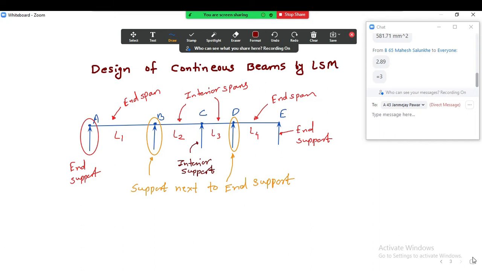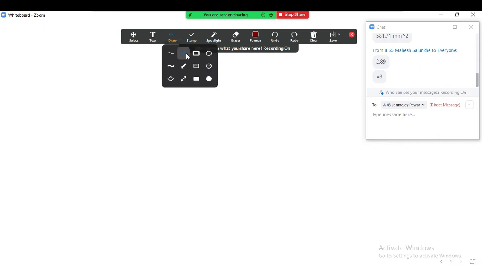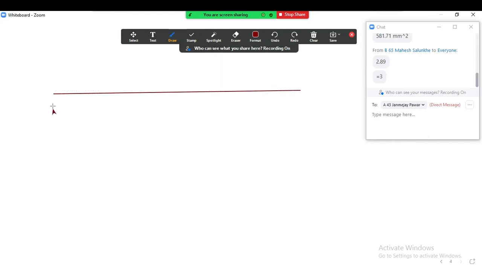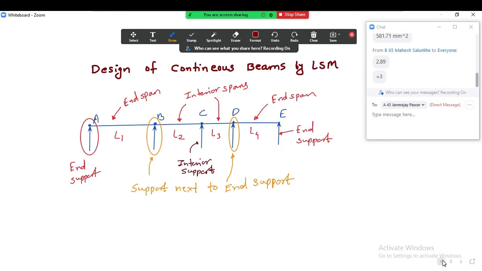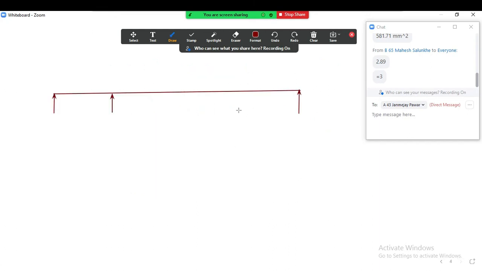Now if we talk about the general bending moment diagram of these continuous beams, I will draw this continuous beam again. The supports are provided at different points. Suppose these two are the end supports provided over here. Then here there is one support, here there is another support, and here there is one support. So this is the beam we are having right now.